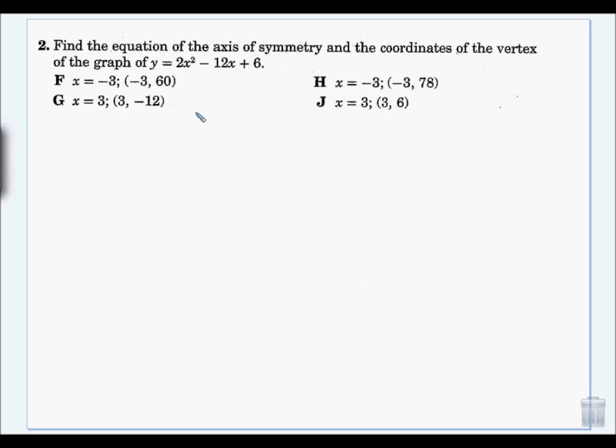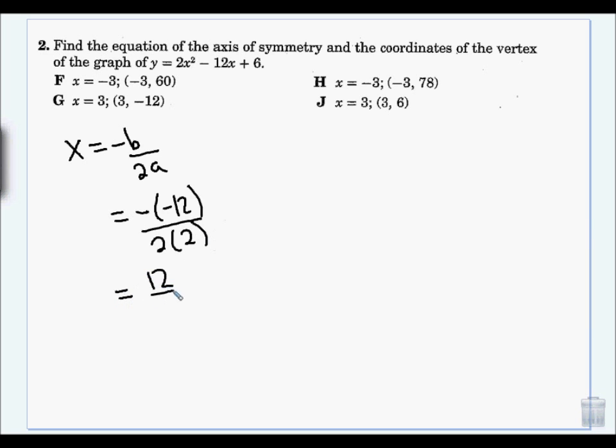Okay, next, axis of symmetry. The axis of symmetry is that same equation. So I'm going to do -b, so negative of -12/2a. So that's 12/4, so that's 3. So my x is 3, which eliminates this one and that one.